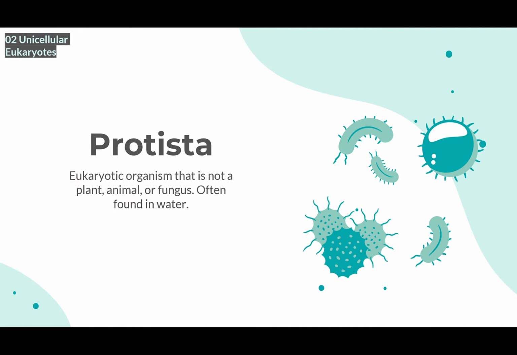And coming to Protista, Protista are eukaryotic organisms that are not plants, animals, or fungi, and they're most often found in water, and all the characteristics of unicellular eukaryotes can also be applied to Protista. And here I have two examples of unicellular eukaryotes.